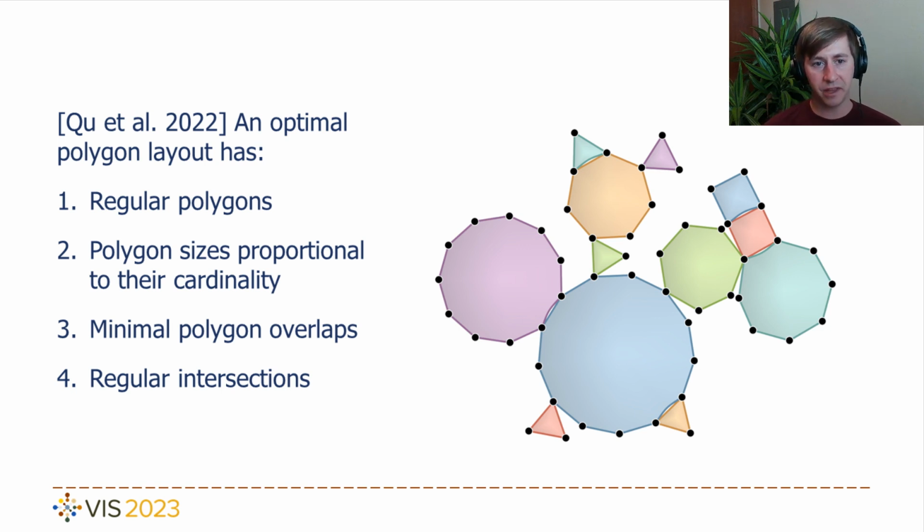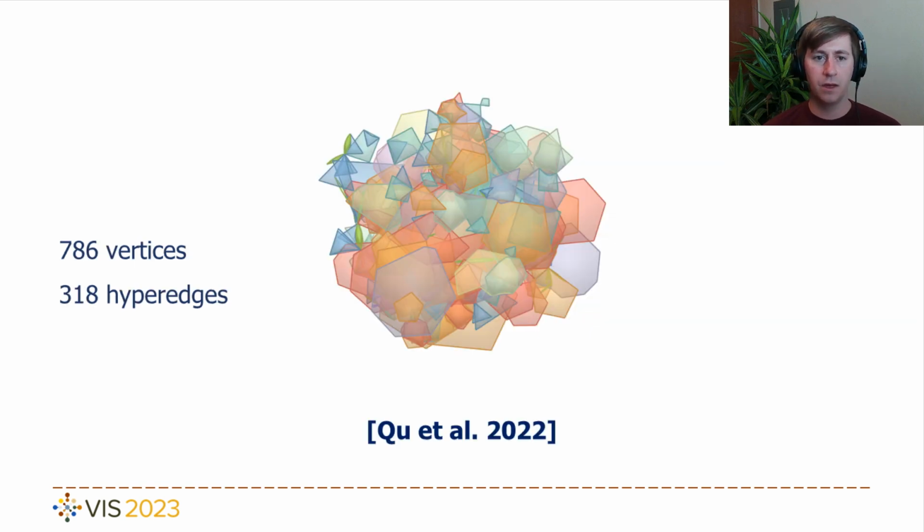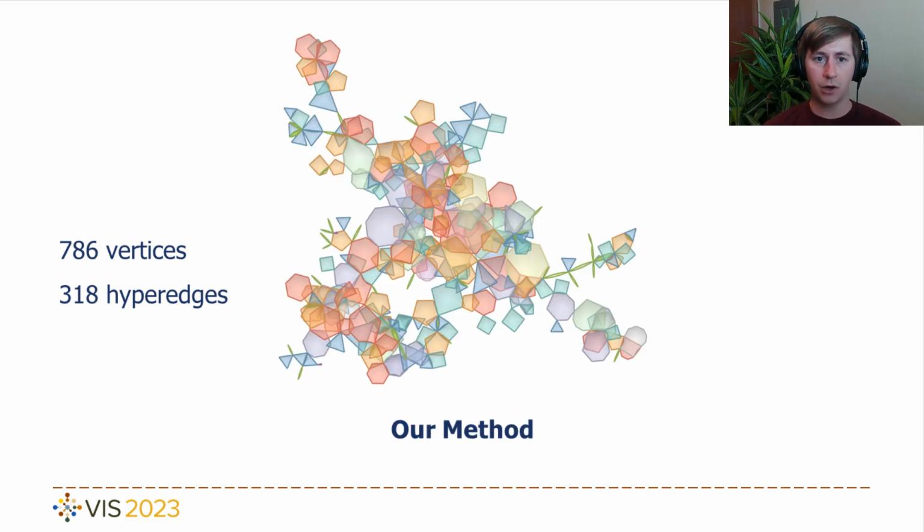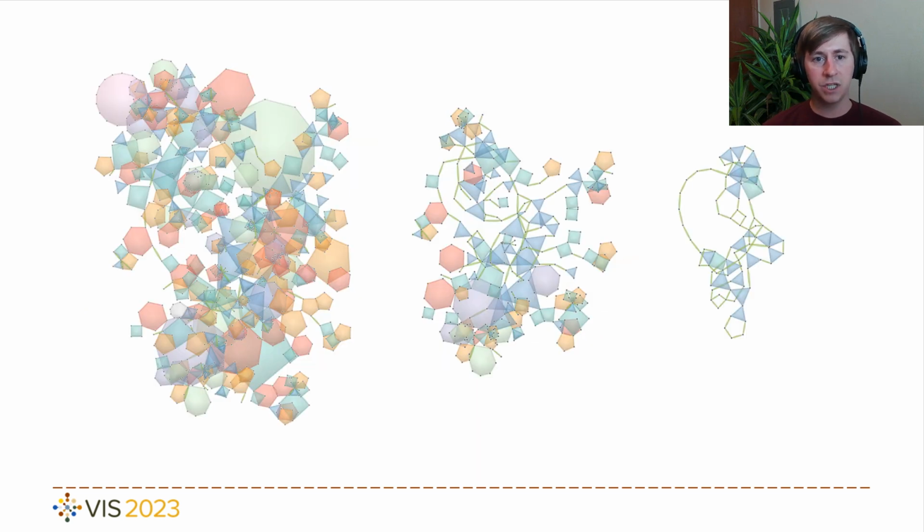Chu et al. also developed an automatic layout optimization framework based on these design principles, which works well for datasets with tens to hundreds of elements. However, as we increase the size of the hypergraph, finding a high-quality layout where the polygons are near regular and non-overlapping becomes quite difficult. Our new framework aims to address this scalability issue and can produce near-optimal layouts for hypergraphs with thousands of elements. We achieve this using a pair of countercurrent processes.